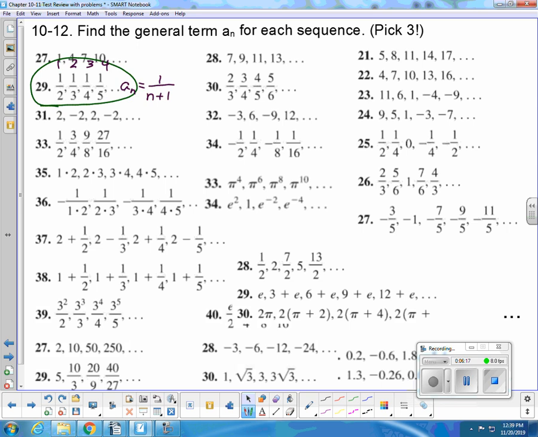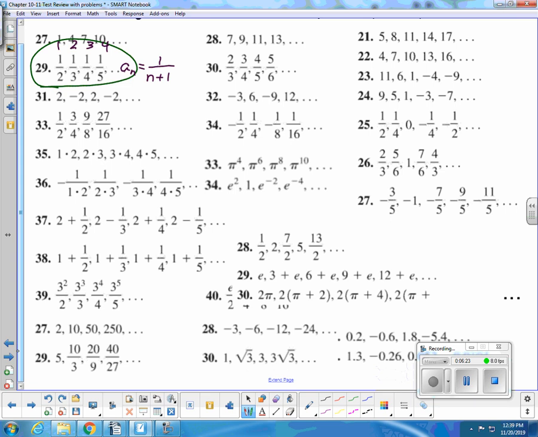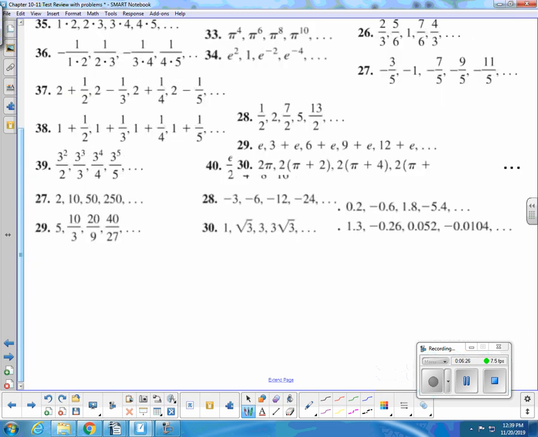How about another one? 29 on the bottom. That looks scary, doesn't it? Very much so, but it's so easy. It's E, comma, n plus 3. There's one on the other one, bottom left.